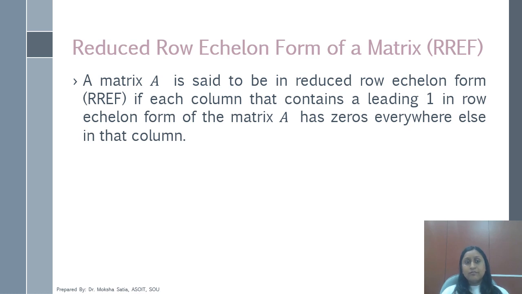That means for a reduced row echelon form, we want our matrix in a row echelon form. After that, each and every non-zero row has a leading one. Now let's see, that leading one appears in some column. That column should not have any other entries other than that leading one. So that column should have zeros everywhere else other than the leading one.